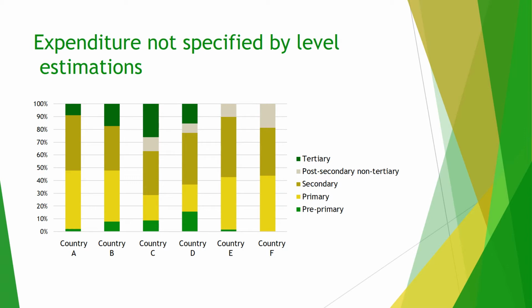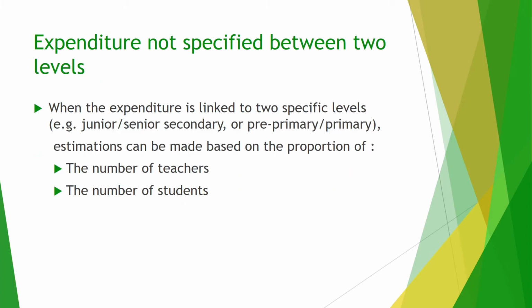So one obvious thing that we can see is that some countries do have expenditures on tertiary education, while some don't. And this, of course, will change the structure of the expenditure. And you can see that, for instance, countries A, E, and F seem to have similar structures in their education expenditure by level.